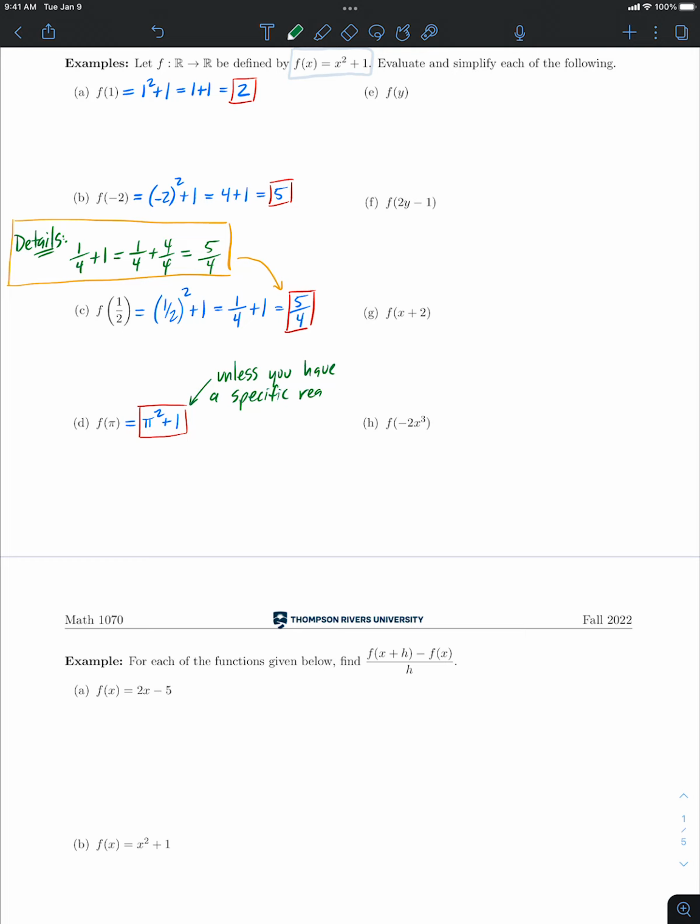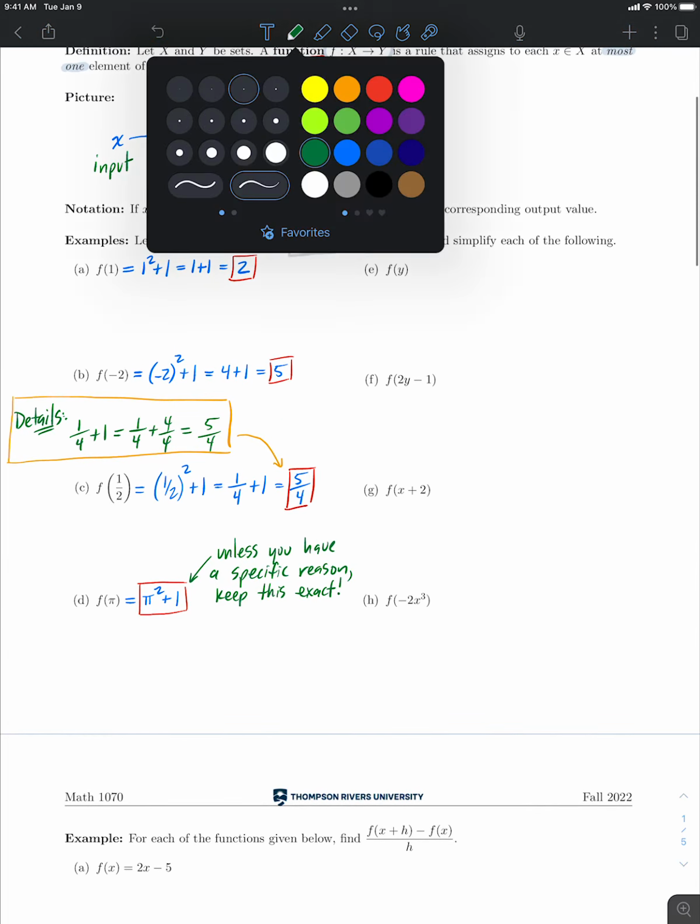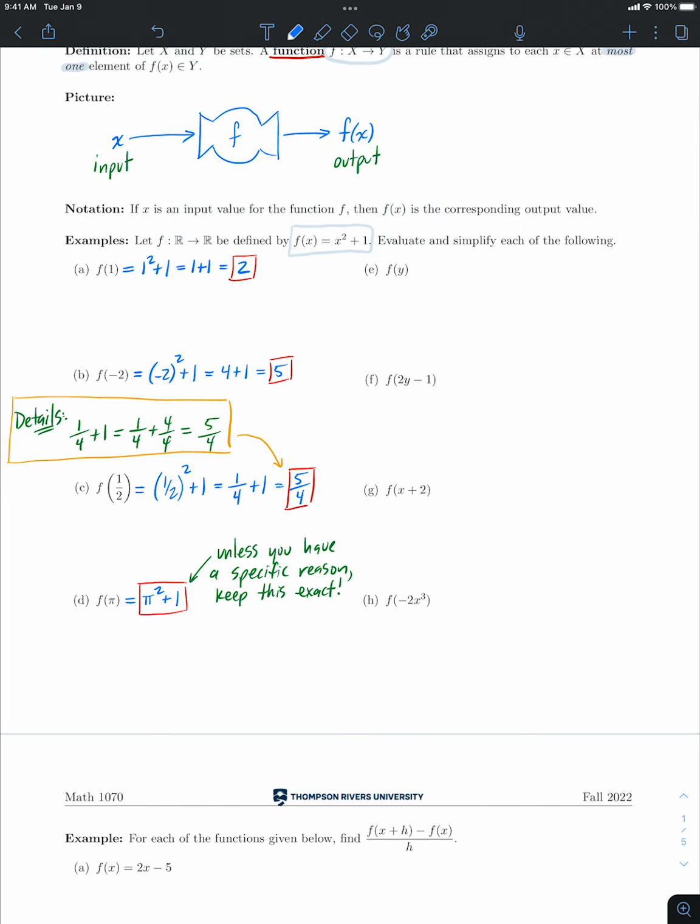And what I mean by that is don't plug it into your calculator and use a decimal expansion, because then it won't be exact anymore. So how about this? Unless you have a specific reason, keep this exact. In other words, leave it the way we've just written it here. Okay, so that's how you will treat that case, if you're plugging in an irrational number.